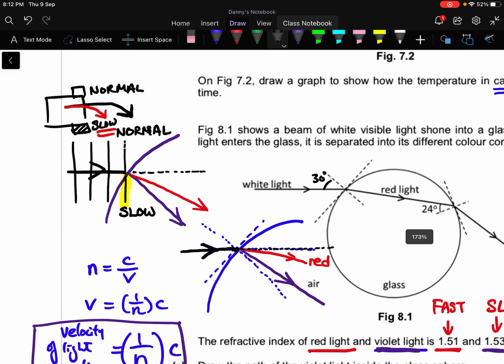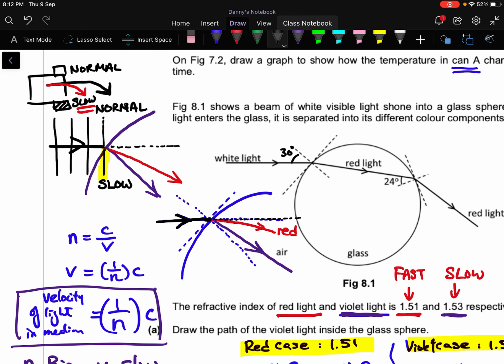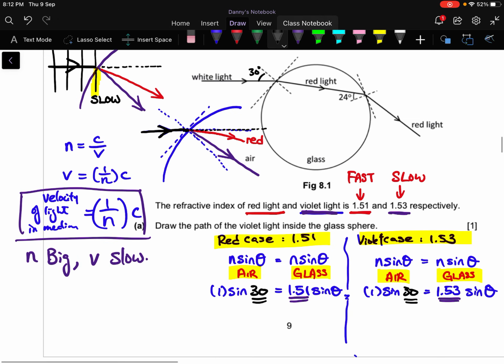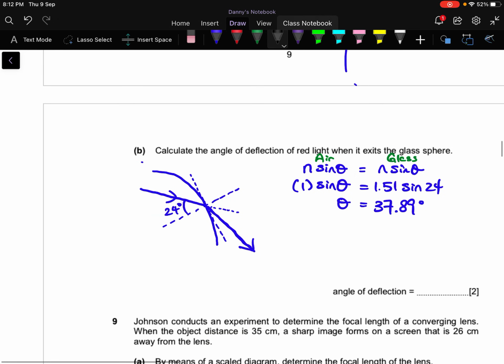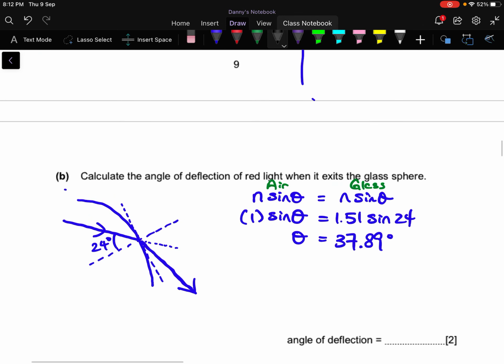And if you do not understand this very quick summary, please approach your teacher, okay, and understand this before your O-level. Okay, moving on to your part B. Part B is actually, I want to see how many of you are sharp enough to pick up that I am not asking for angle of refraction. I'm asking for angle of deflection.